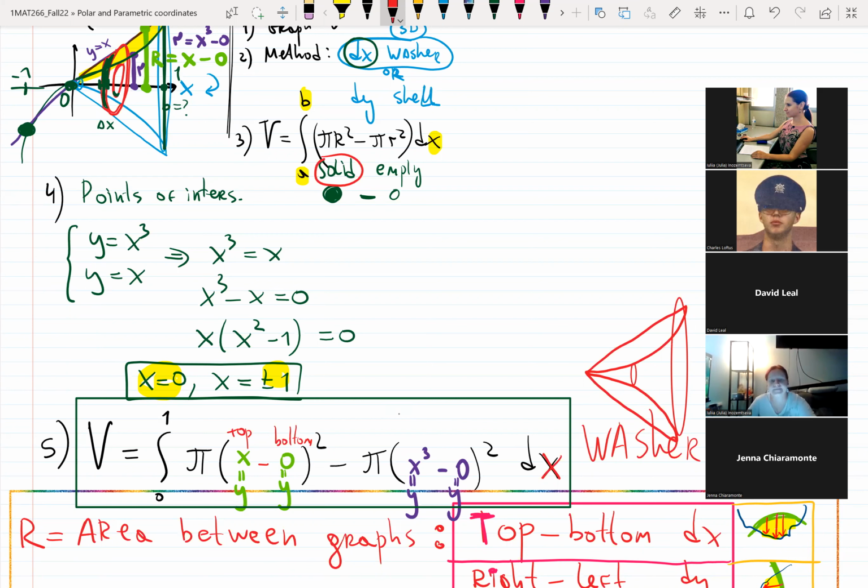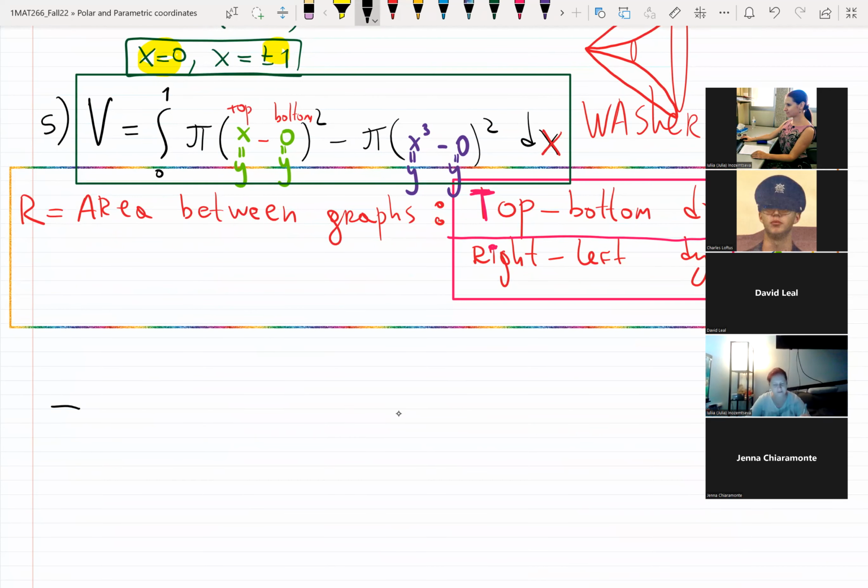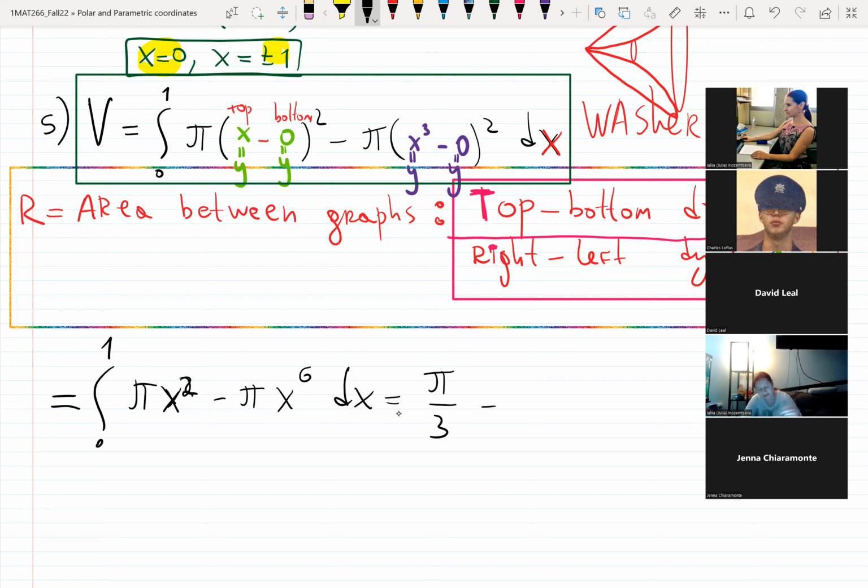Good. Finish integration. That's pretty simple. Nothing is interesting here. Integral from 0 to 1 of pi x squared minus pi x to the 3 times 2 is 6. Not plus 2, which is 5, right? So it's 6. We multiply. dx, integrating, plugging in 1 and 0. 0 makes everything 0, so I don't care about that. 1 will be important. So pi x cubed over 3 minus pi x to the 7 over 7.